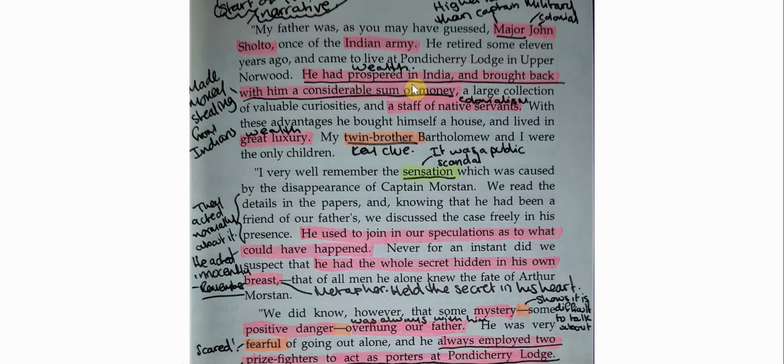He had prospered in India and brought back with him a considerable sum of money. So he made money from stealing from indigenous people. So he made money from stealing from Indians. This was the case a lot with colonialism. And in fact, this is the case with the actual treasure in this story. It's a treasure that has been stolen from Indian people. Okay. The staff of native servants, so this is colonialism.